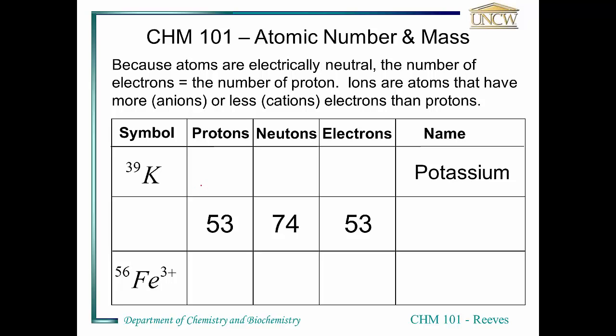The first row contains potassium. Potassium has the symbol K, and the 39 indicates its atomic mass. Well, if you look up potassium, you'll find out that its atomic number is 19, so it has 19 protons in the nucleus. And again, any element with 19 protons in the nucleus is potassium.